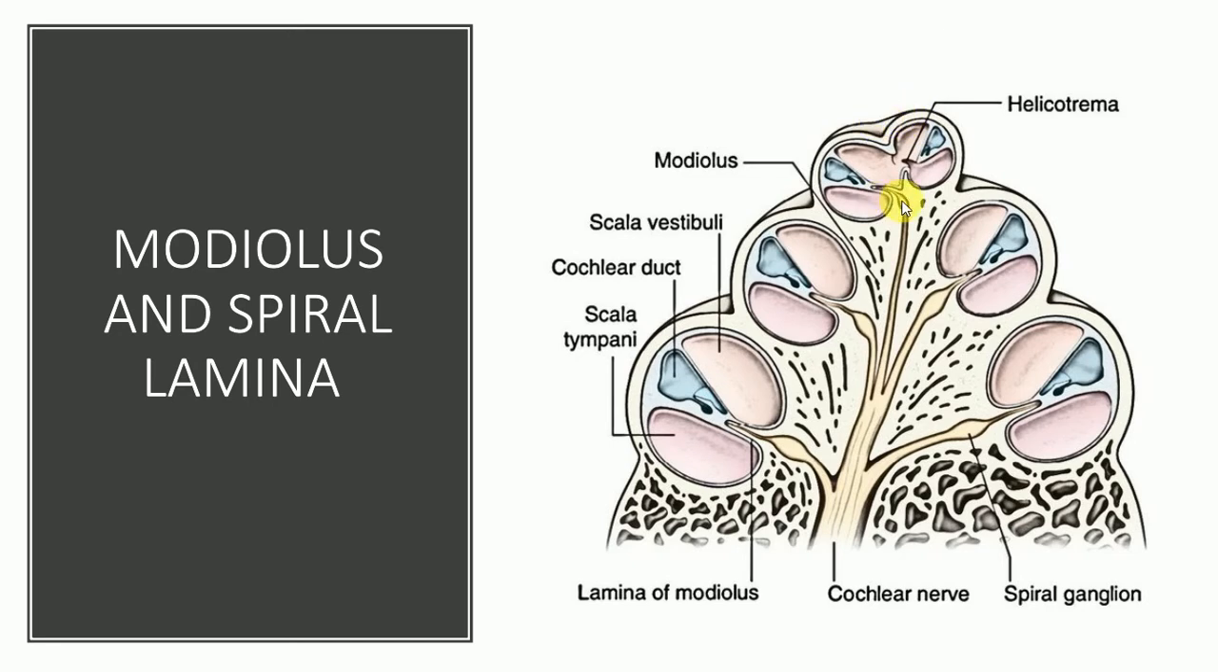Now, from this bone are projections which are dividing the inside of the cochlea into various structures. These are called spiral laminae. Now, we are going to focus on this round structure and see what's in there.